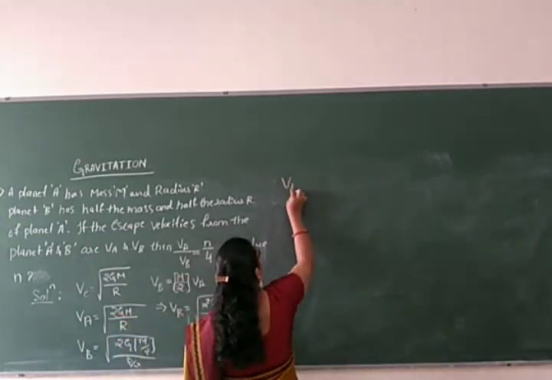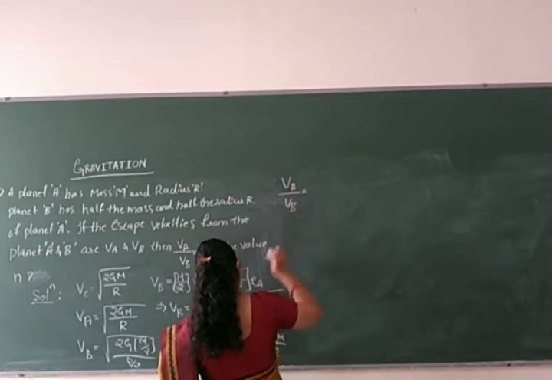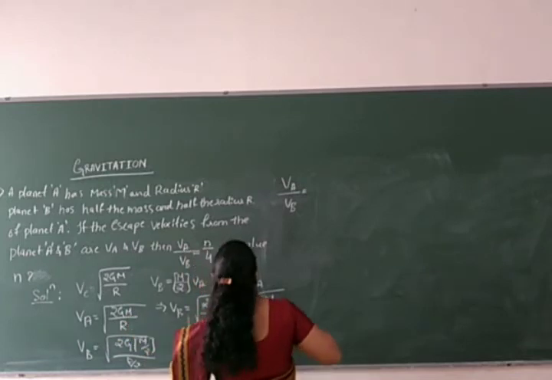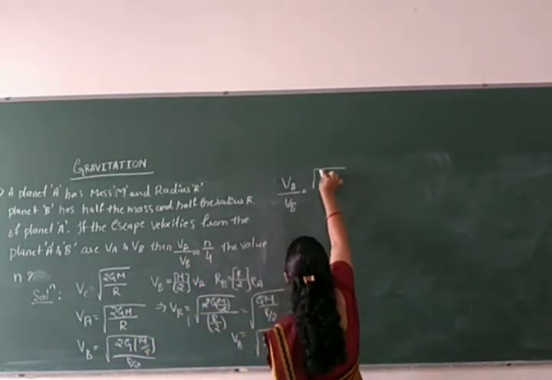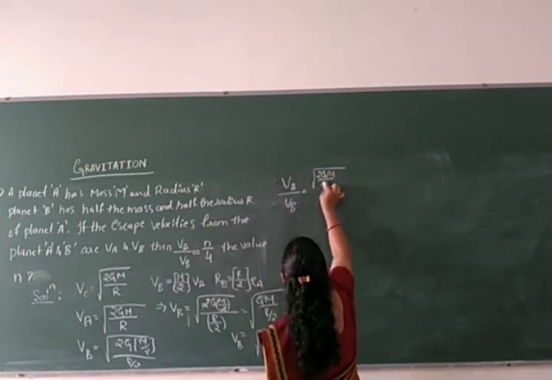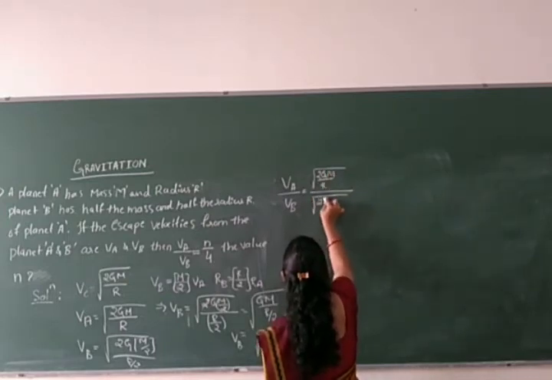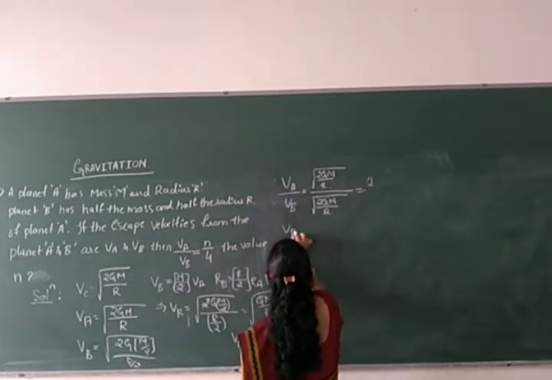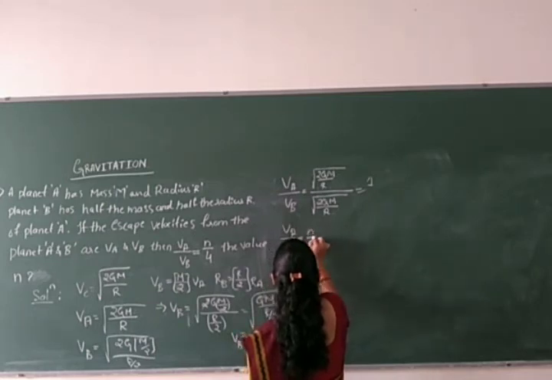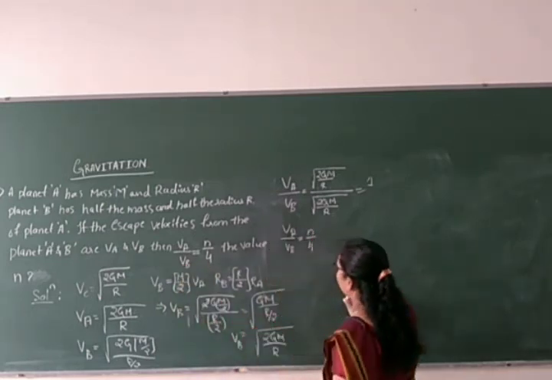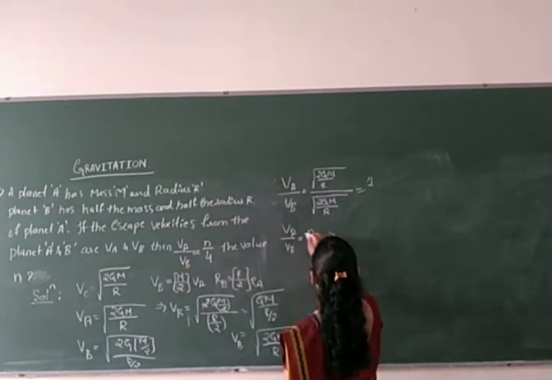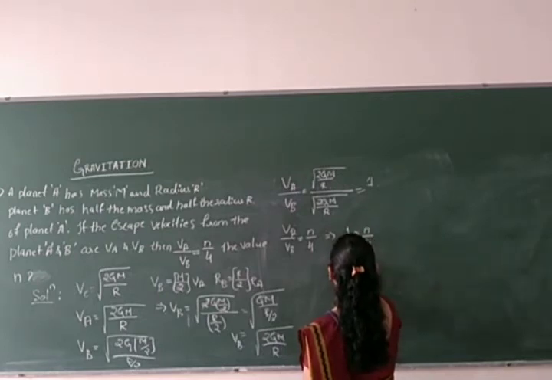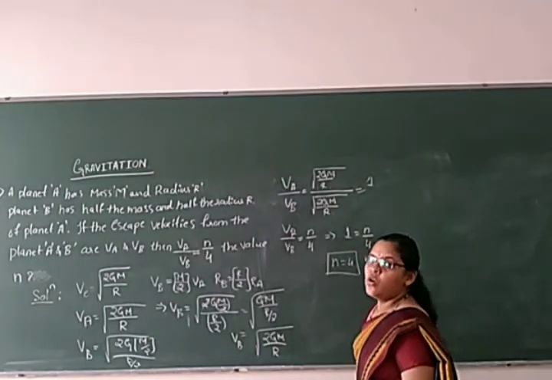Then what is the ratio here? vA by vB is equal to root of 2GM by R divided by root of 2GM by R. So that is equal to 1 here, right? vA by vB is given as n by 4 in the problem. Now vA by vB is equal to 1, so 1 is equal to n by 4. So the value of n is equal to 4 here.